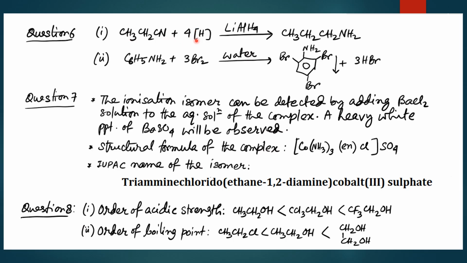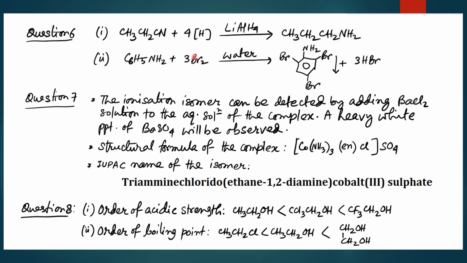Ethyl cyanide, this lithium aluminum hydride will provide the hydrogen for the reduction. Here the only point you have to be careful about is the number of carbons, that is often seen as a mistake. Students forget to count this carbon of cyanide. So it will be propylamine, not ethylamine.